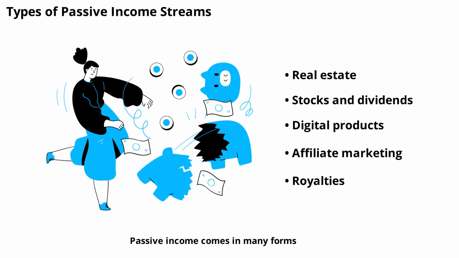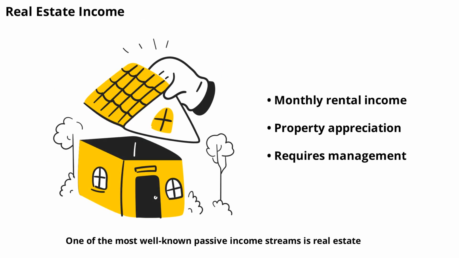Passive income comes in many forms. Some popular types include rental properties, dividend-paying stocks, peer-to-peer lending, digital products, affiliate marketing, and royalties from creative work. Each type has its own pros, cons, and requirements. The best stream for you depends on your skills, interests, and resources. In the next scenes, we'll explore these options in more detail, so you can find the right fit for your situation.